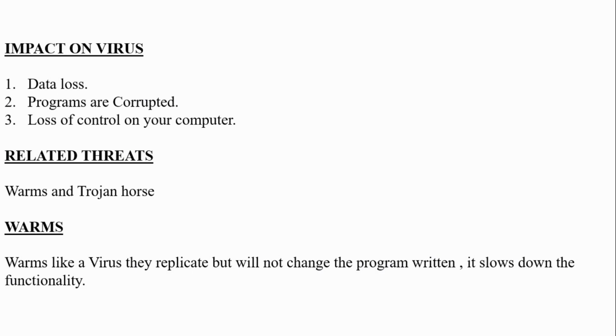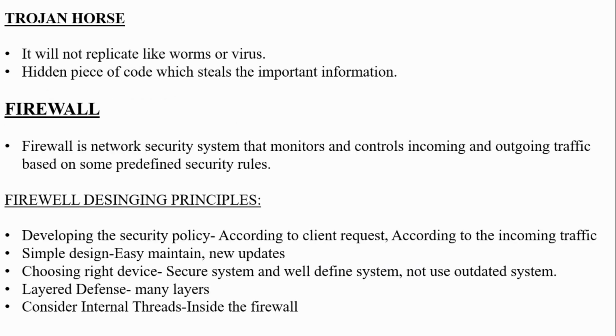Worms are like a virus. They replicate but do not change the programs written, and they slow down our functionality. Next, the Trojan horse does not replicate like worms and viruses. It is a hidden piece of code that steals important information.